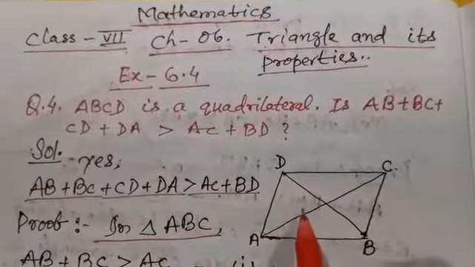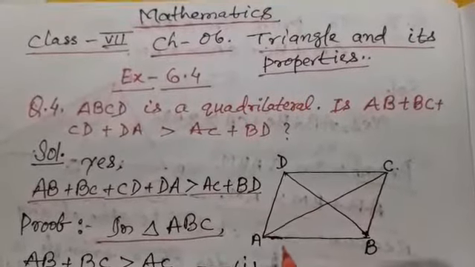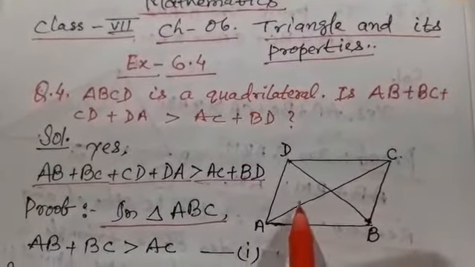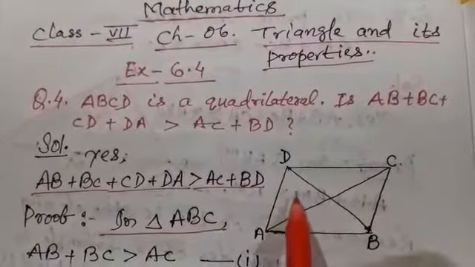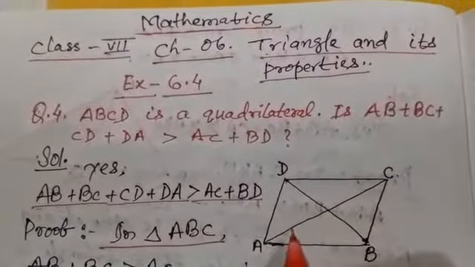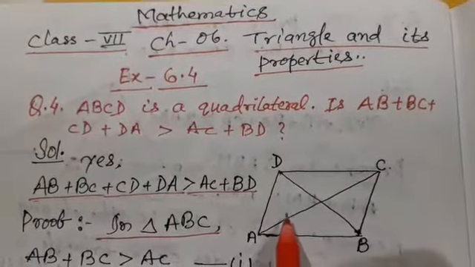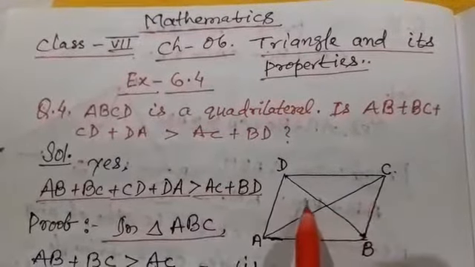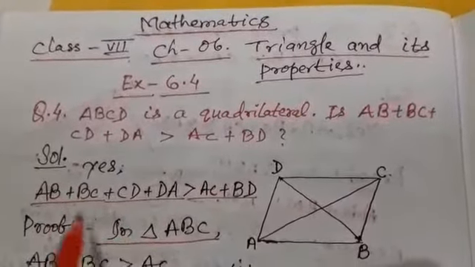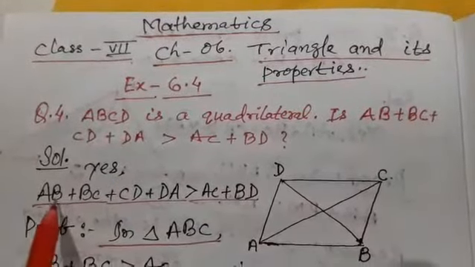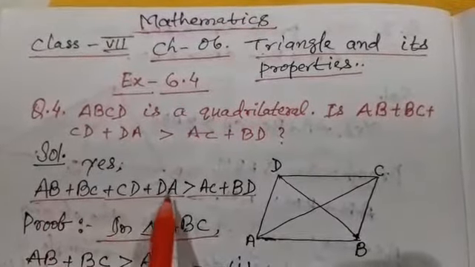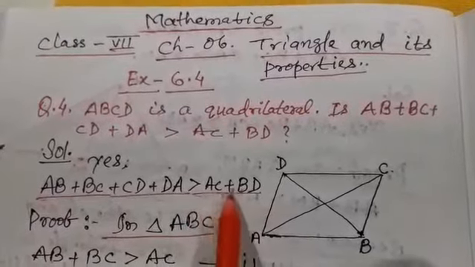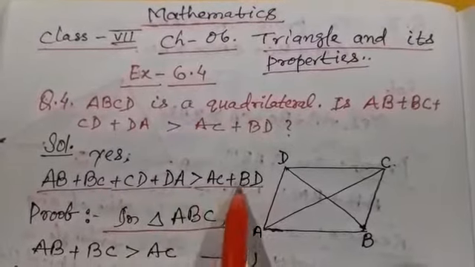ABCD is a quadrilateral. It has four sides, and AC and BD are diagonals, and we need to prove that the sum of all sides of this quadrilateral is greater than the sum of its diagonals. Now we solve it. Answer is yes. Here AB plus BC plus CD plus DA, these all are sides of this quadrilateral, is greater than AC plus BD. It is a question.